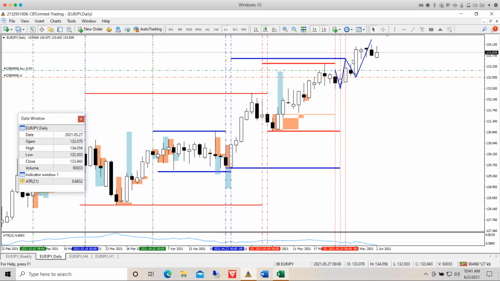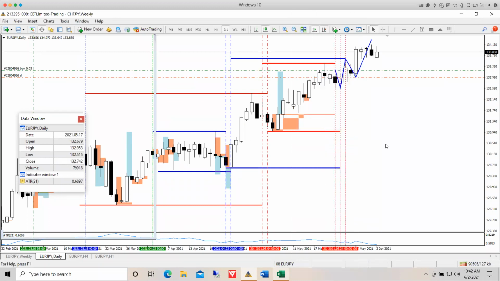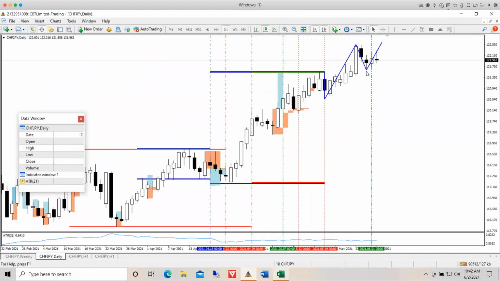So the fact that this C close here was inside of our channel, and in fact inside of X to A, means that this is definitely weaker than Swiss Yen, where clearly that is an outside C close, both in terms of X and in terms of our 4-wave channel. So absolutely right. Absolutely right. That answers that question.